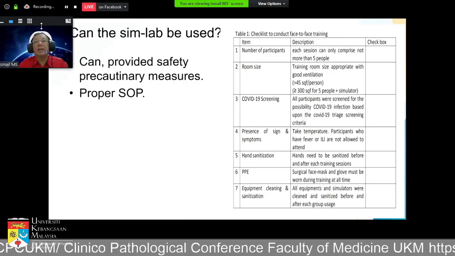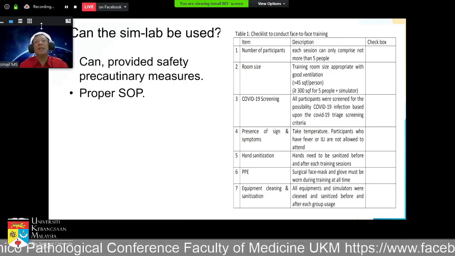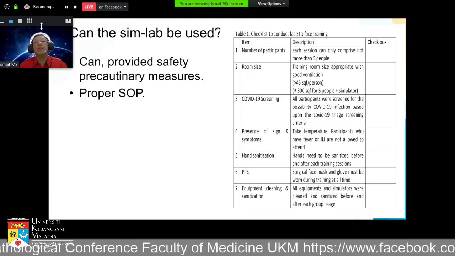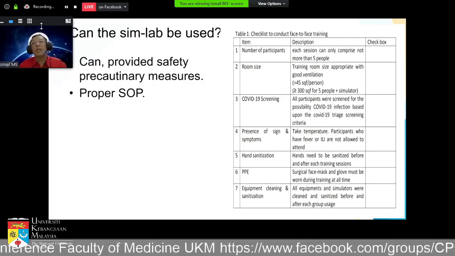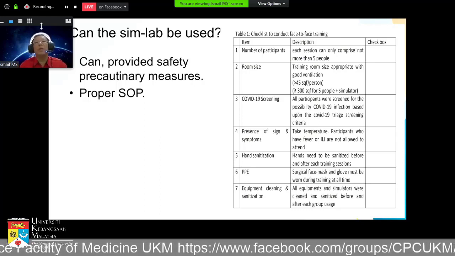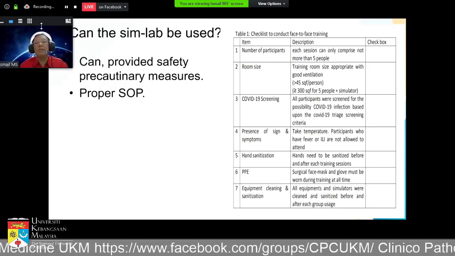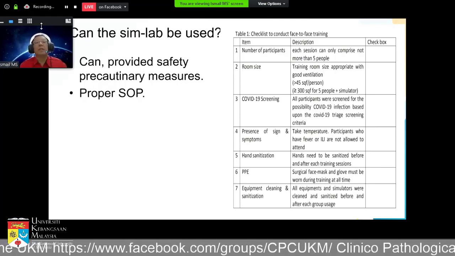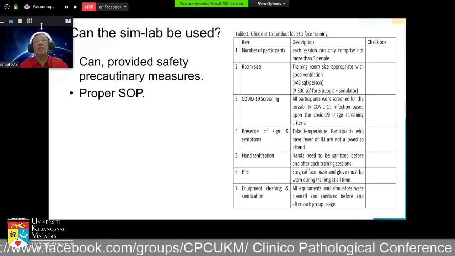But I think it has to be done carefully. We have developed a strict checklist, like an SOP. We limit the number of participants. The room size has to be very adequate. We need to do a COVID-19 screening history, and also look out for signs that are present. If they have any of these things, they should not attend. We must ensure hand sanitization all the time. And students need to wear PPE.